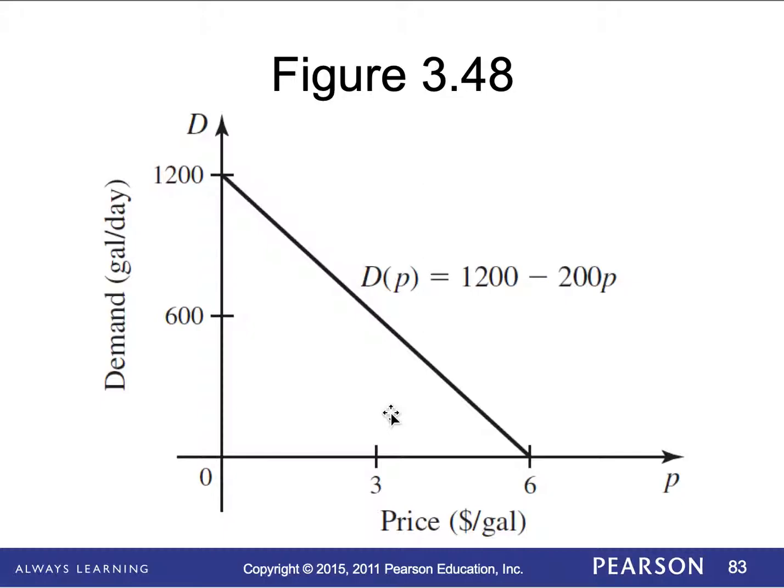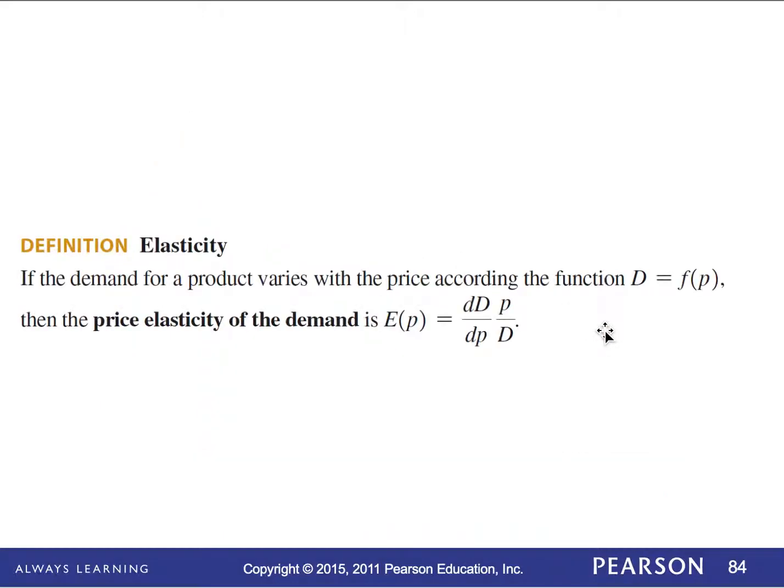So if I have supply and demand, I should notice this is a linear function. So the derivative of a linear function is going to be a constant function. The derivative of 1200 is 0. The derivative of negative 200p is going to be negative 200.